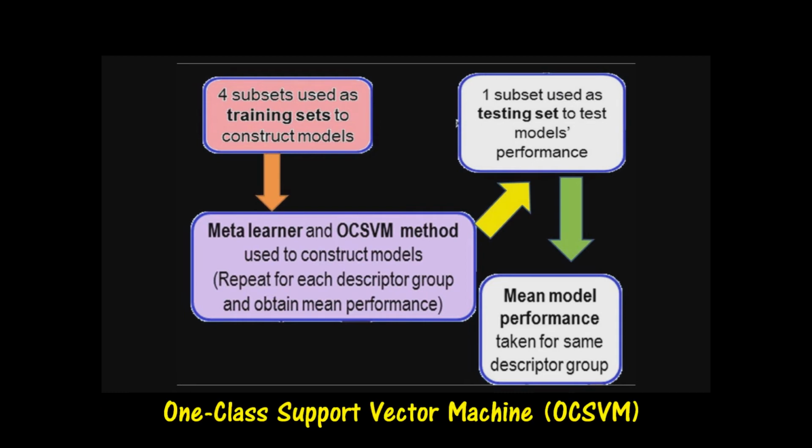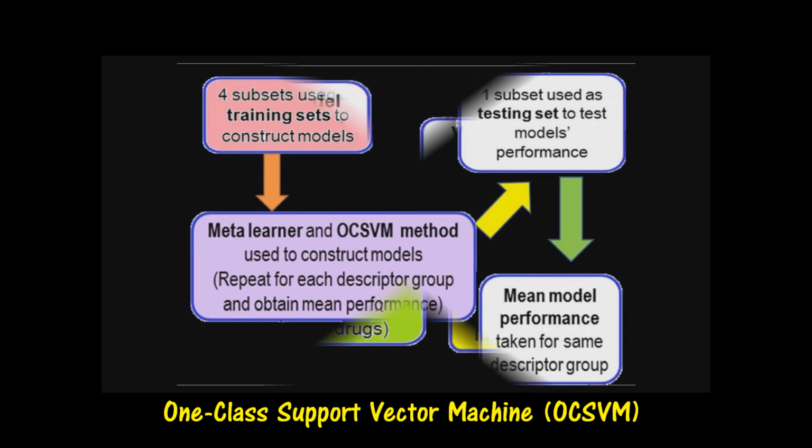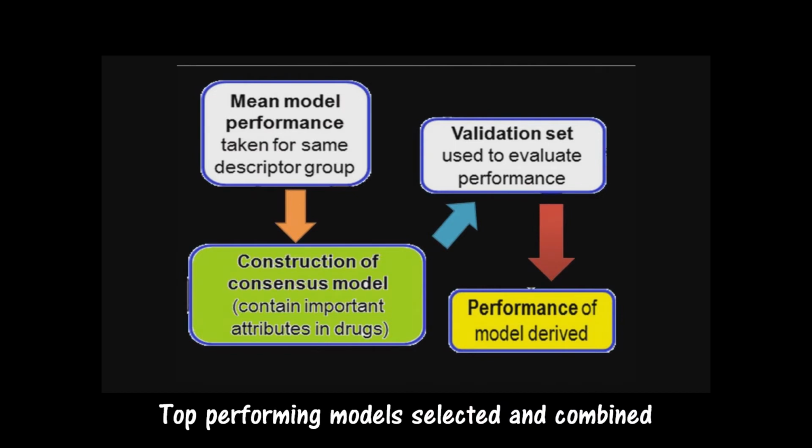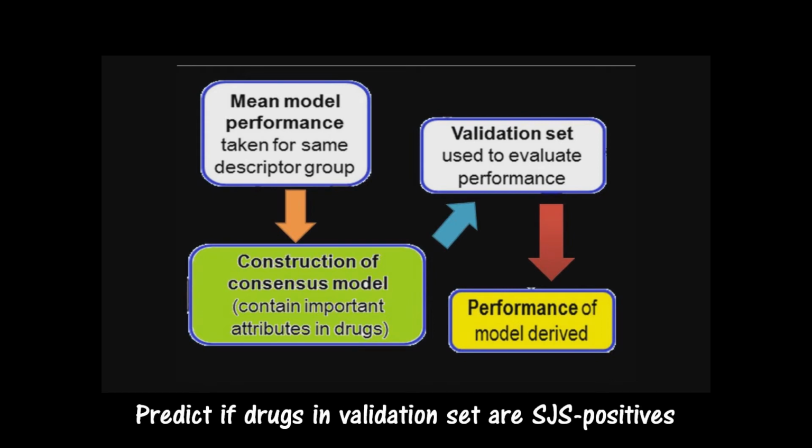Mean model performance is then taken after each round, and this cycle will be repeated a few times. Following that, we will select the top few performing models from these mean performances and combine them into a consensus model containing important attributes of an SJS positive drug. This model will then predict if the drugs in the validation set are SJS positive or not, and from there, we will derive the performance of this model, which is presented in the next table showing our model accuracy.